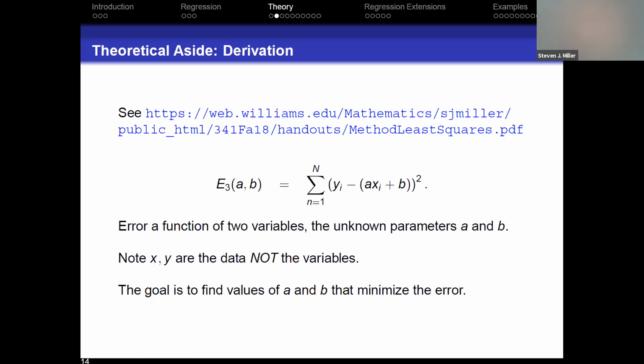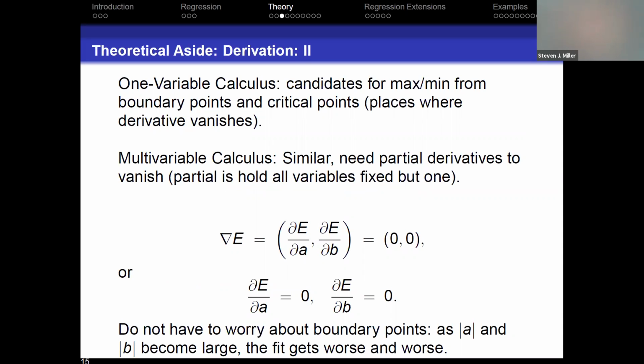So in one variable calculus, we had ways to find where a function is largest or smallest. We looked at the boundary points and we looked at the critical points. And the critical points are the places where the derivative vanishes. Multivariable calculus is very similar. You again check the boundary, and now you need all the partial derivatives to vanish and not just the regular derivative. So what does that mean? This is not a class that requires multivariable calculus as a prerequisite. The goal is to give you a little bit of a sense of what's out there in future classes and what techniques we need to make this work.